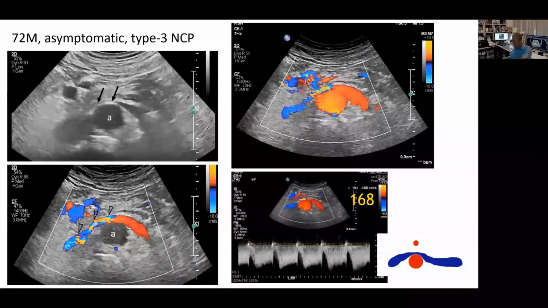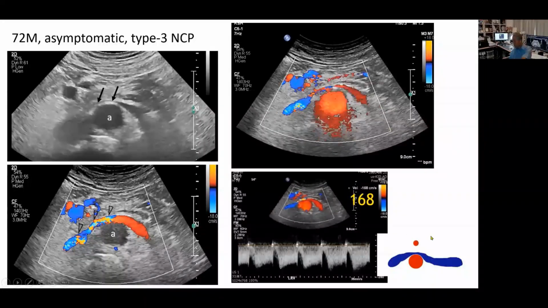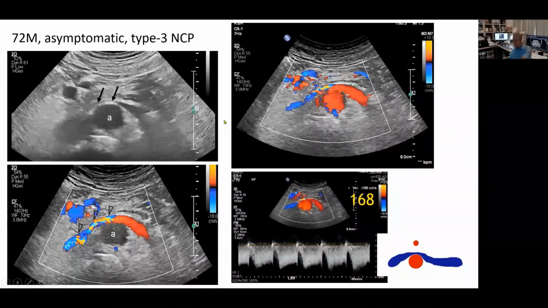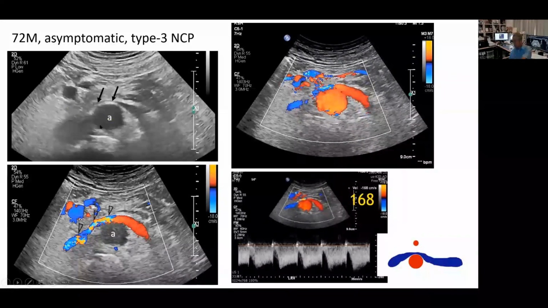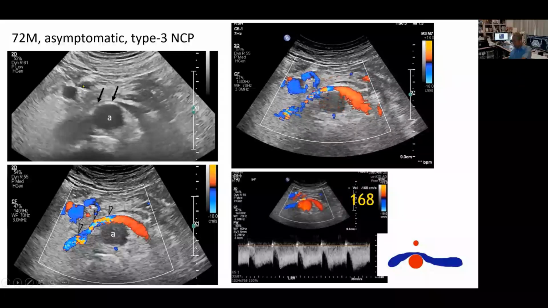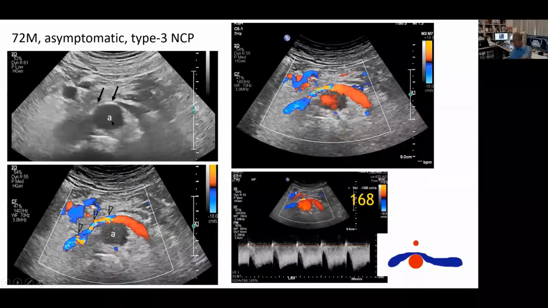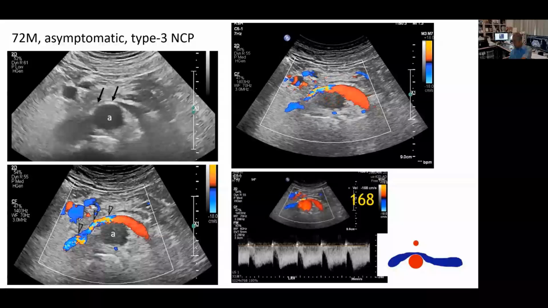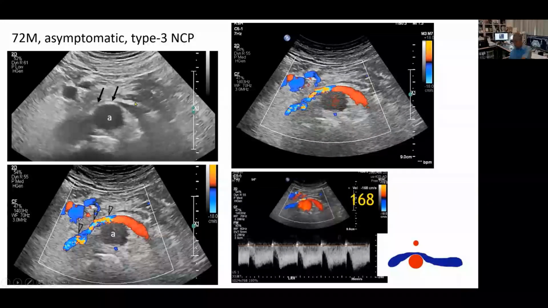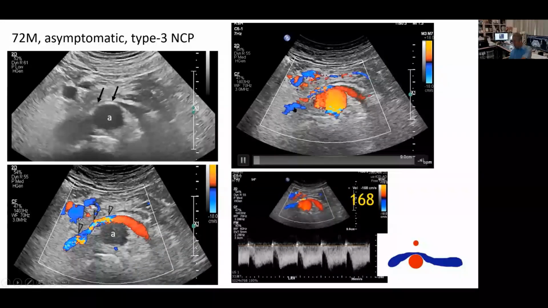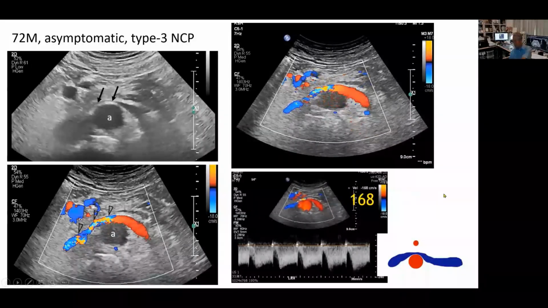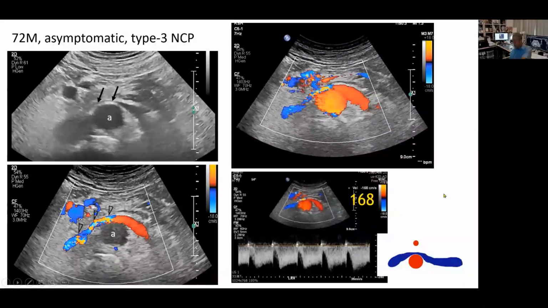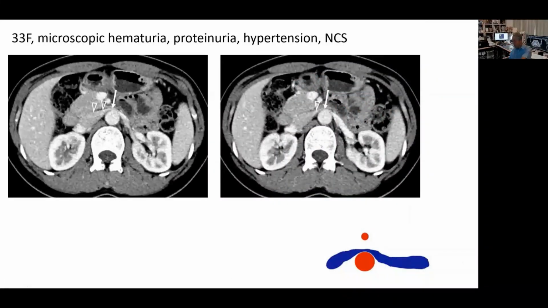This is an example of type 3 Nutcracker phenomenon in an asymptomatic man. And in this patient, the space between the aorta and superior mesenteric artery is wide. There's no compression by the right renal artery, but the left renal vein is stretched over the aorta like the schema, and peak flow velocity was 168 centimeters per second. Another patient with type 3 Nutcracker.